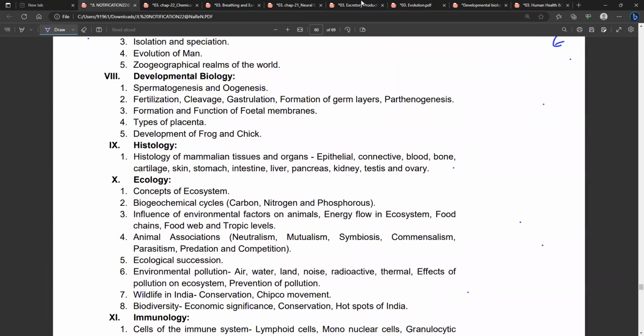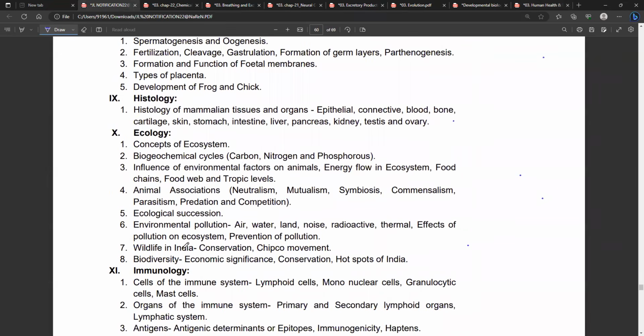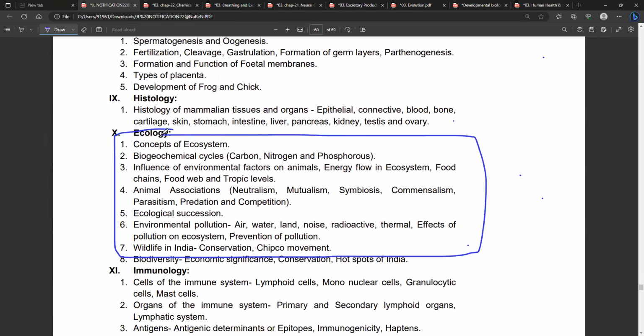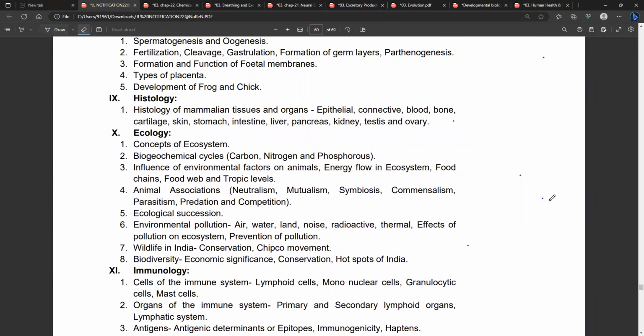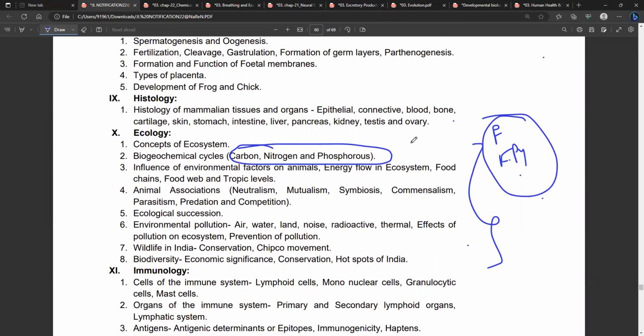Now see, friends, zoology people also have to read ecology. I will explain this to all of you along with the botany people in the class. Ecology is also very important. Being a zoology student also, you have to read the carbon cycle, nitrogen cycle, phosphorus cycle, food chains, food pyramids, food web, all the trophic levels, different types of ecosystems, and all the interactions. From the interactions, at least we can get 2 questions.